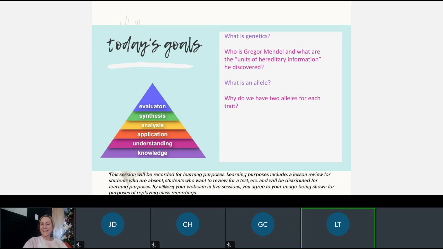It's worked. Okay. What is genetics? Who is Gregor Mendel, and what are the units of hereditary information?